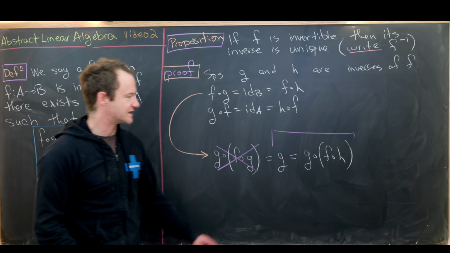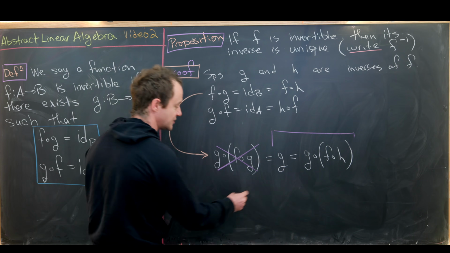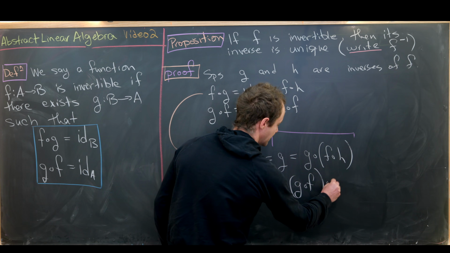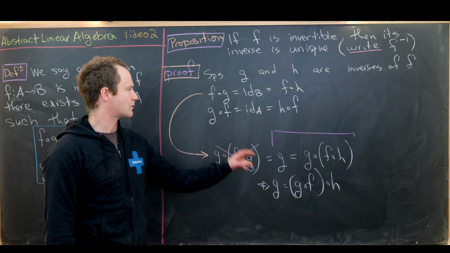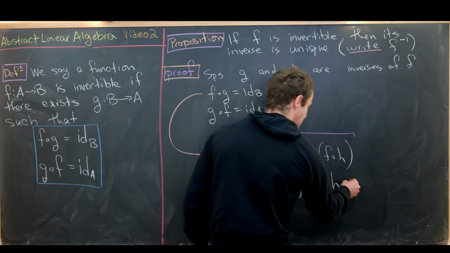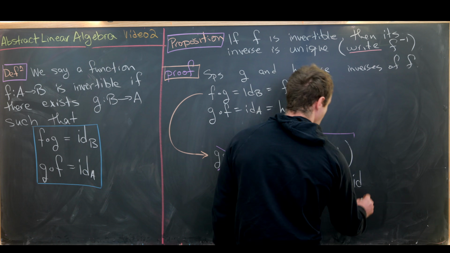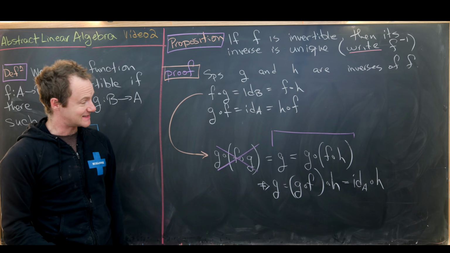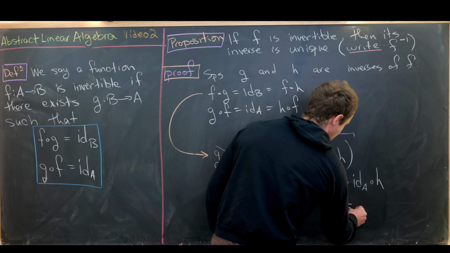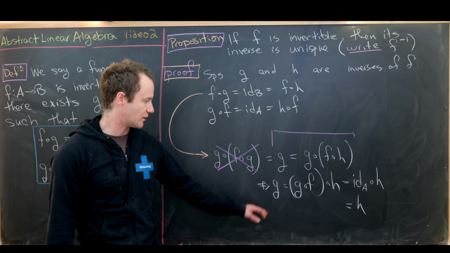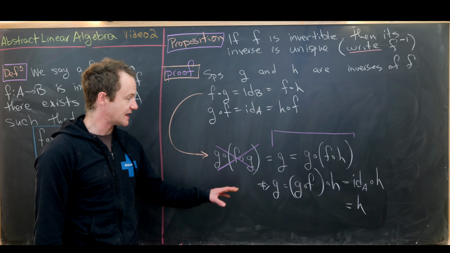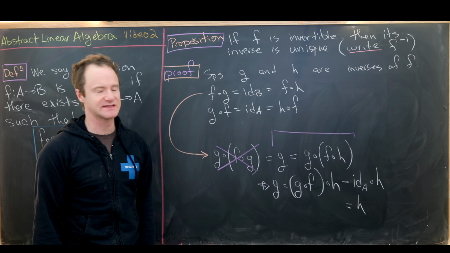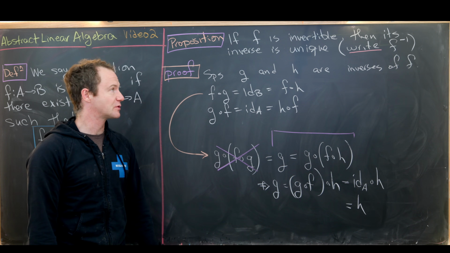Okay, so by the associativity of composition, we see that g is the same thing as g composed with f and then composed with h. But recall, g composed with f is the identity on A, so we have the identity on A composed with h. But then the identity composed with h is just going to be the function h, and so we're done. Notice we've got our function g is equal to our function h, which means that even if we started with two things that looked like inverses, they're really the same inverse. Okay, so we finished proving that this is unique.